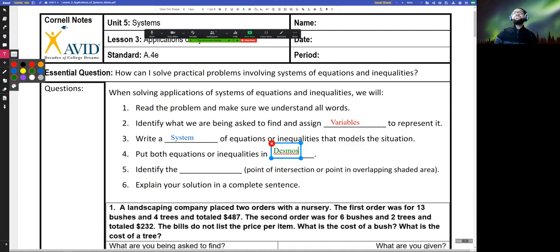And then after we do that, finally, green, there we go. After we do that, we're going to identify our solution. And like I said, these are color-coded. Variables are really important in this, that's why they're red. Writing the system is blue. Decimals is green because that's kind of the color of decimals. Solution is in black because we want to be able to identify what those points are. And then we're going to explain our solution at the end.